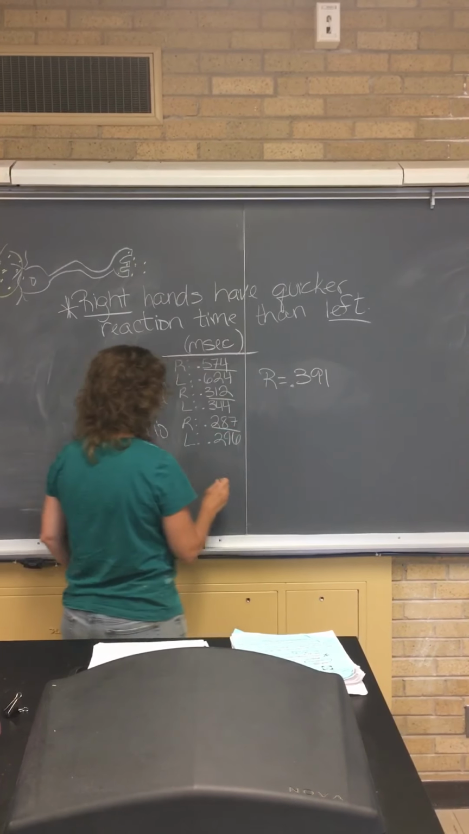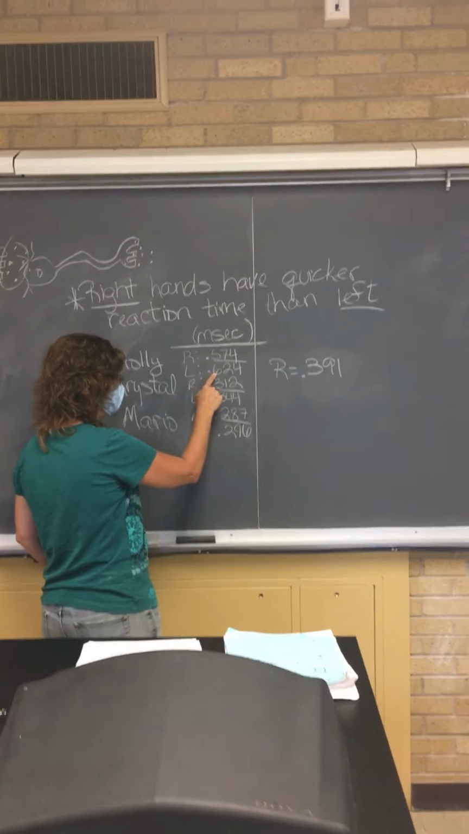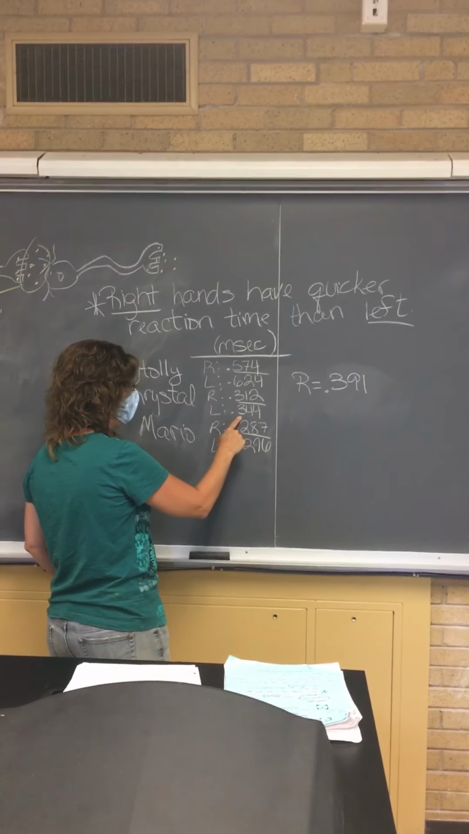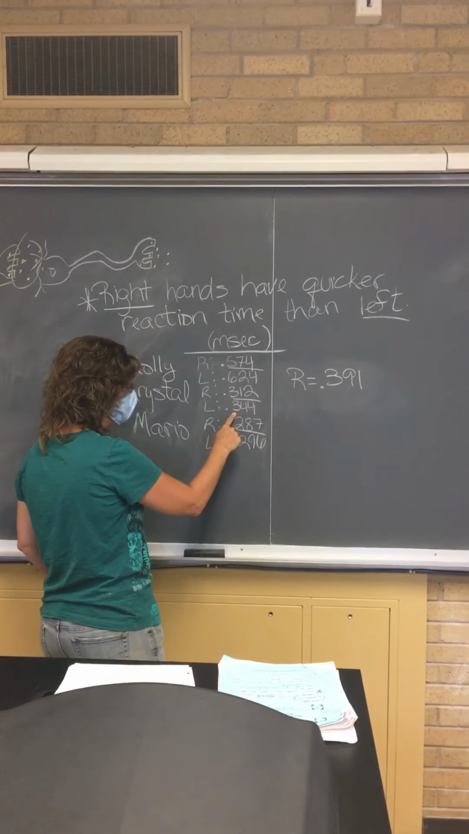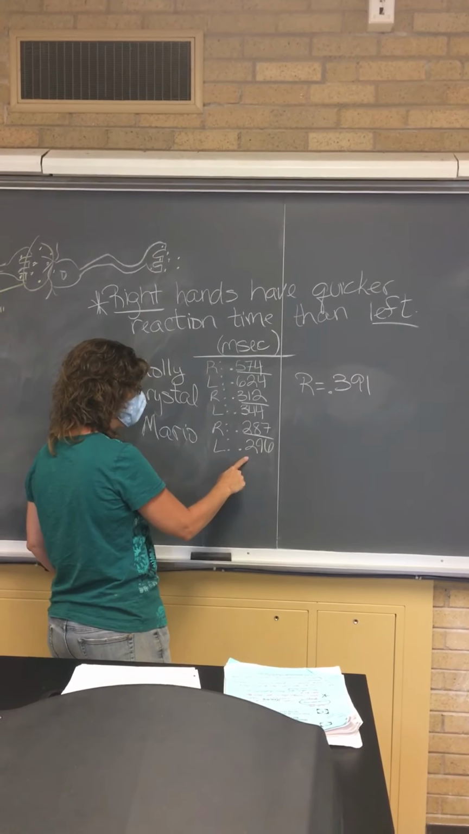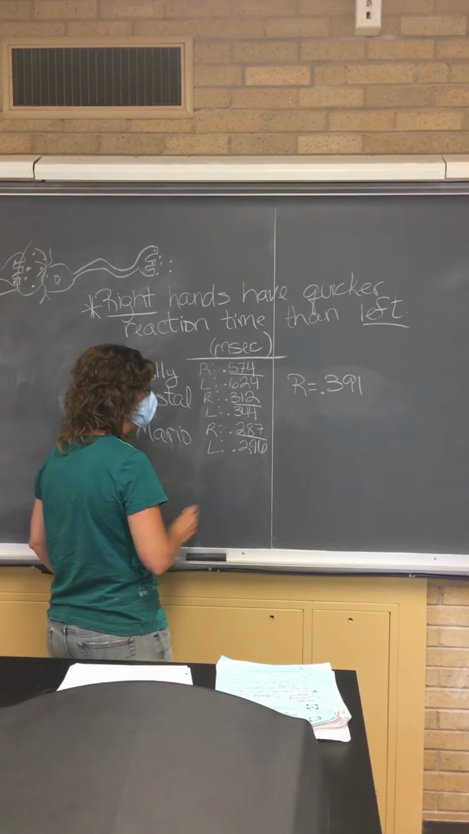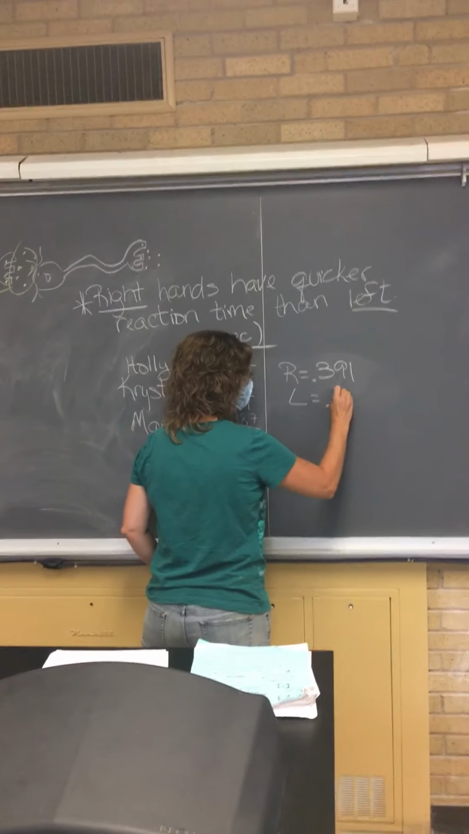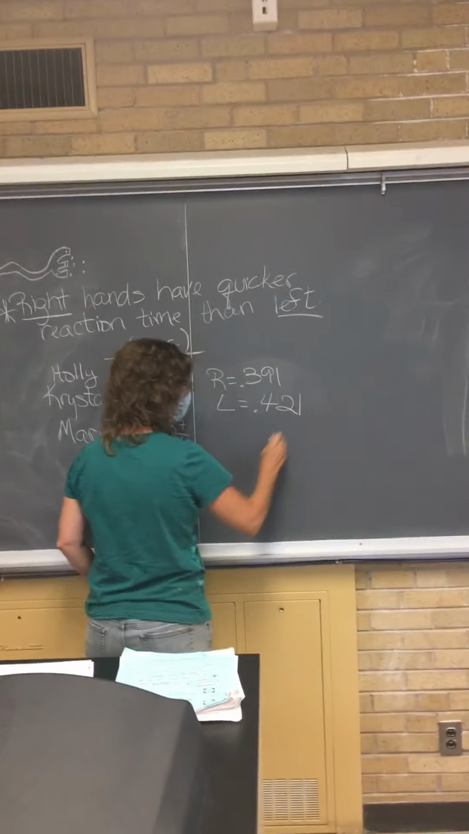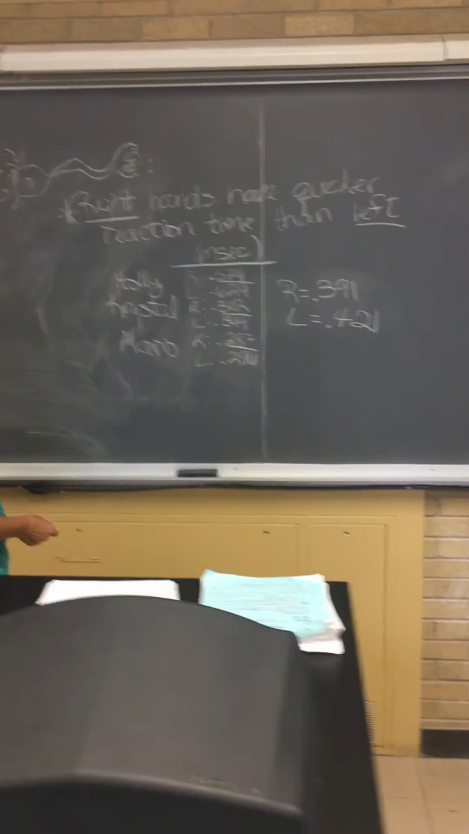Okay, let's do the left. Take 0.624, 0.344, 0.296, and divide by 3. 0.421. Okay, so was our hypothesis supported then?